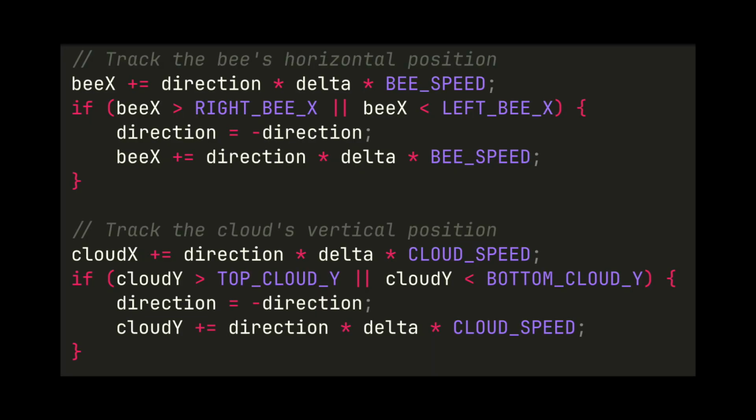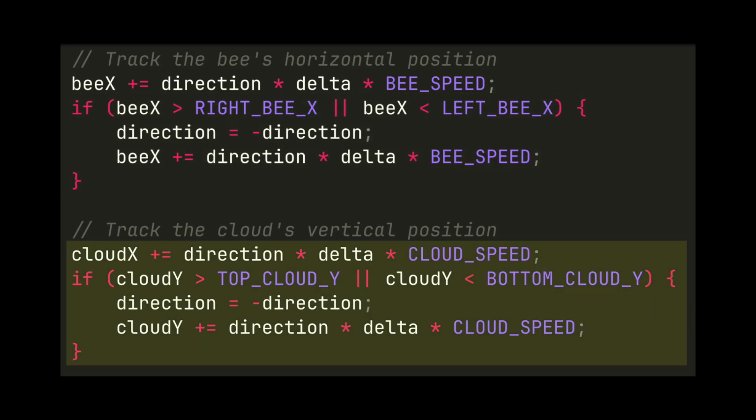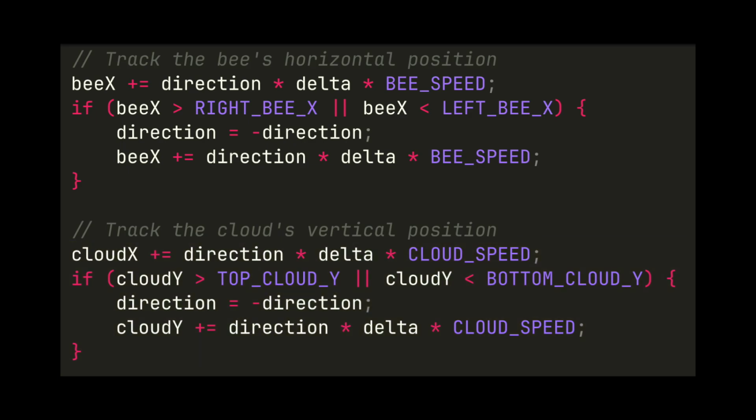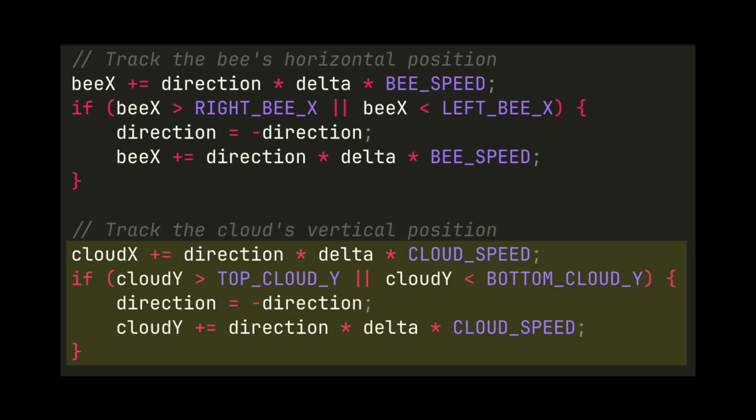Here's the code sample for the algorithm. You have bx, the current horizontal coordinates of the beat, which increases or decreases based on the value of the direction variable. If bx goes out of range, we invert the direction and also push the beat in a new direction so it stays within the range. The same mechanics applies for the cloud entities here, but in the vertical direction.